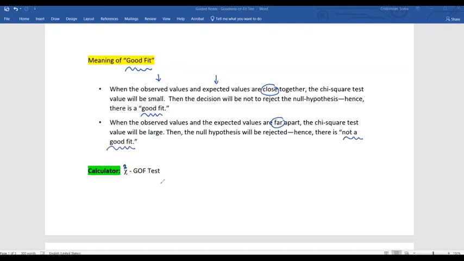Now, for this test on the calculator, we have the command chi-square GOF test. So instead of going through the formula, which is a tedious process, we will be finding the chi-square value and the p-value using the GOF test.